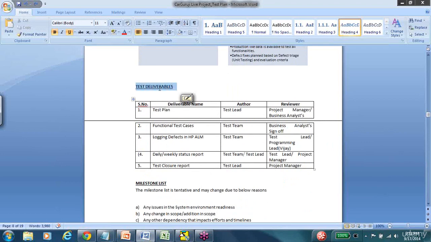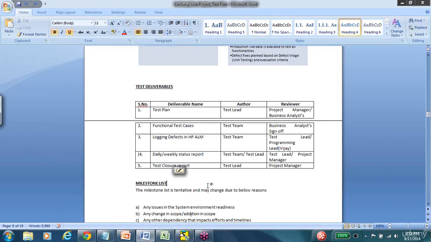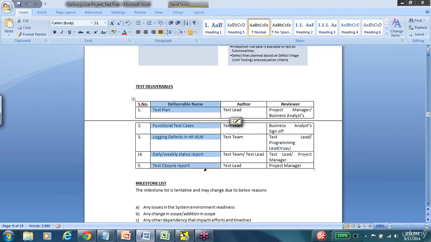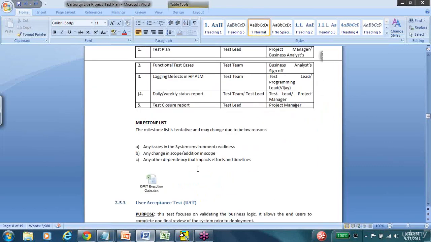Then the deliverables. So we are talking about what kind of output we generate, who is the author, who is going to review it. So first and foremost is a test plan, then test cases, defects, we send out daily status reports and test closure reports at the end of the testing activity. So here we are listing out what outputs are going to come up, who is going to author them and who is going to review them. And in some cases we also mention the date on which you can expect the deliverable to be ready.